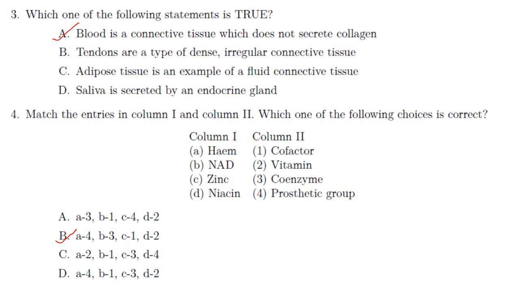So NAD is a coenzyme and it regulates various metabolic pathways like beta oxidation, glycolysis, etc. Then zinc. Zinc is a cofactor of the enzyme carboxypeptidase. So C1. And niacin is a vitamin. So the answer here is option B, that is A4, B3, C1, D2.